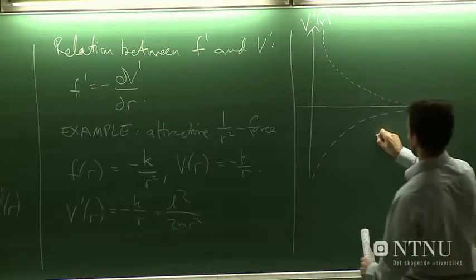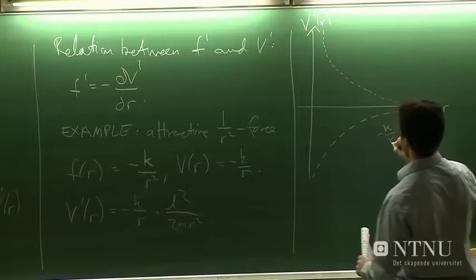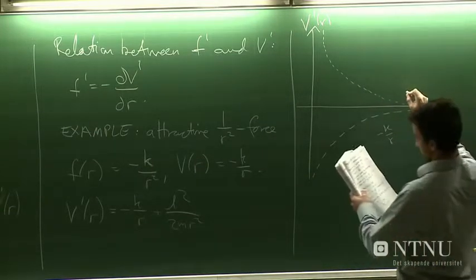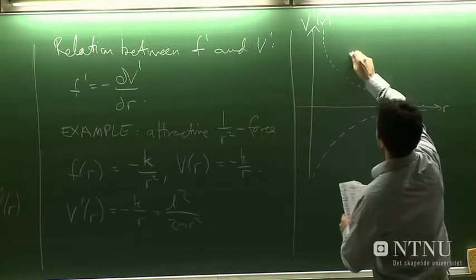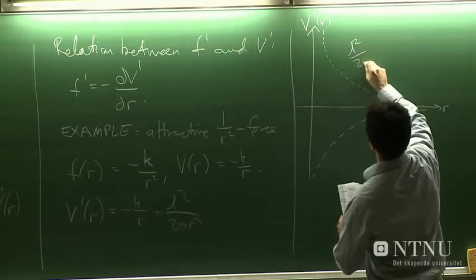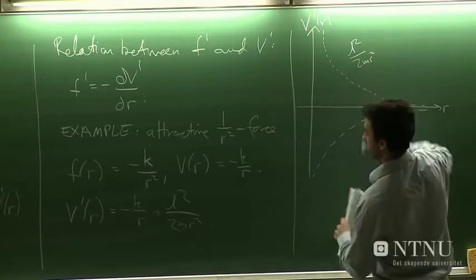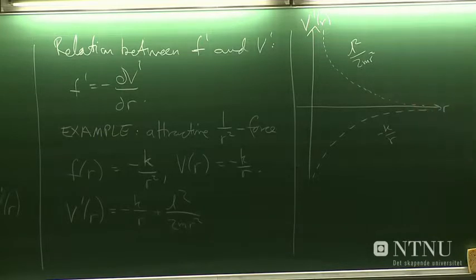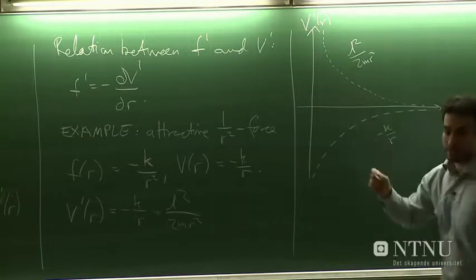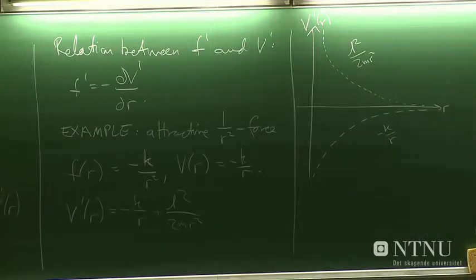So this is minus K over r. This is the centrifugal barrier. And we can now understand why it's appropriate to name it a barrier. Because it diverges here, so it creates an energy barrier for the particle to overcome if it is supposed to be located close to the center.